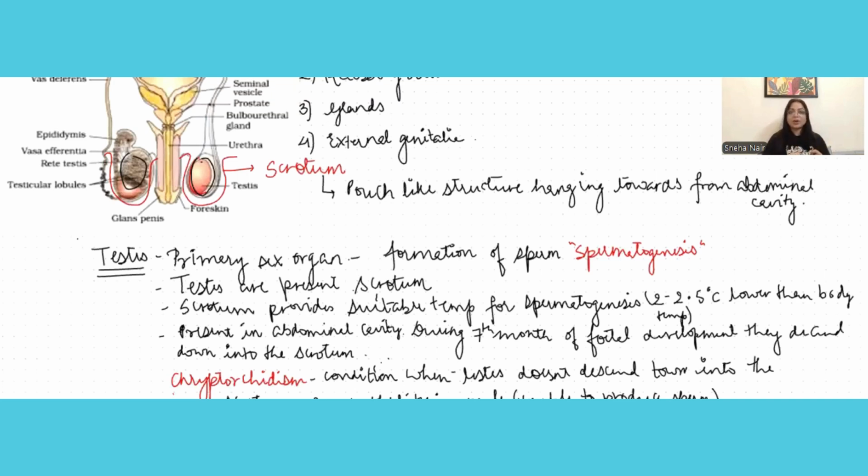So this is all for today's lecture. I hope this much part is clear to you. In the next lecture, we will discuss accessory glands. We will discuss glands present in the male reproductive system, and we'll also discuss the external genitalia.